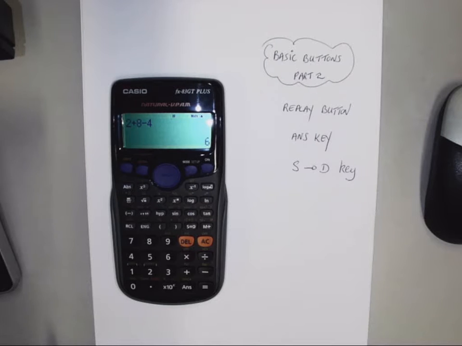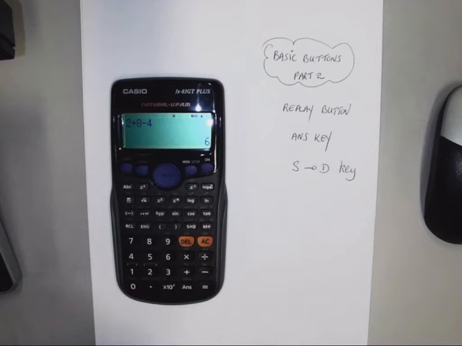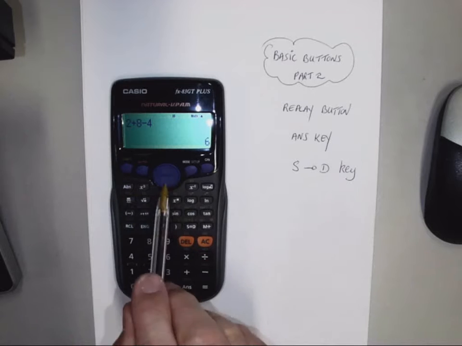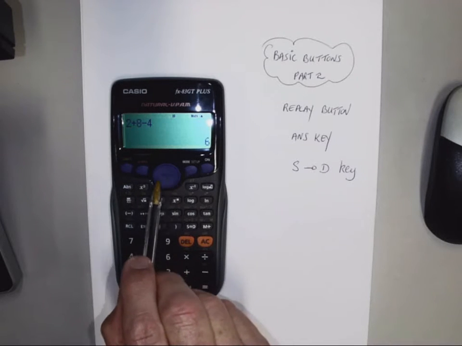The replay button can be used to alter the question that you have up on the screen. So let's say we wanted to have typed in 12 plus 8 take away 4. I can press the left arrow on the replay button. This is the replay button here in the middle and the top in the blue circle.